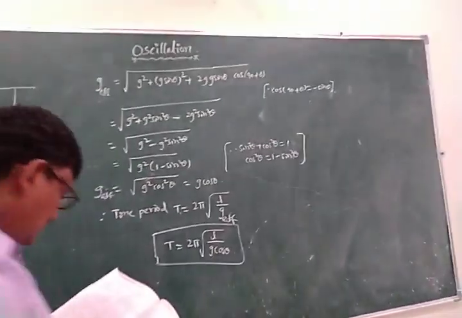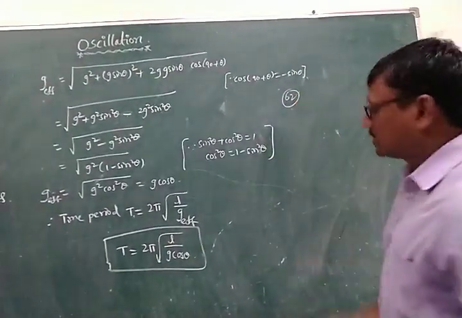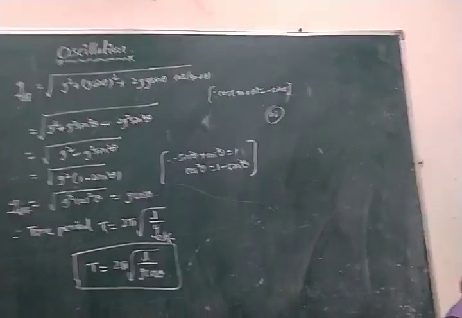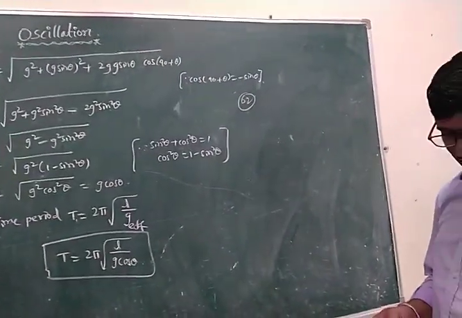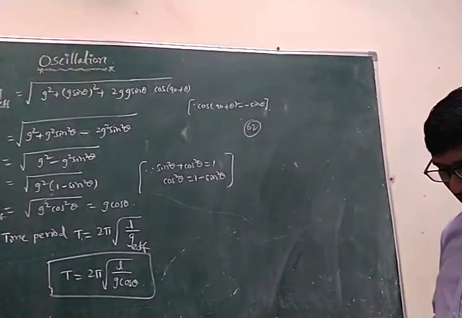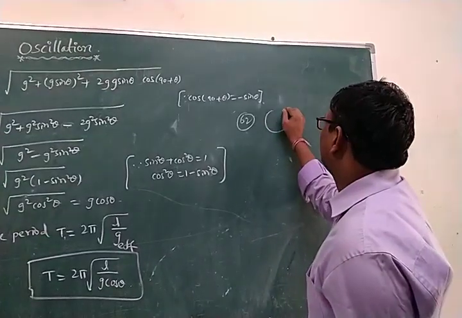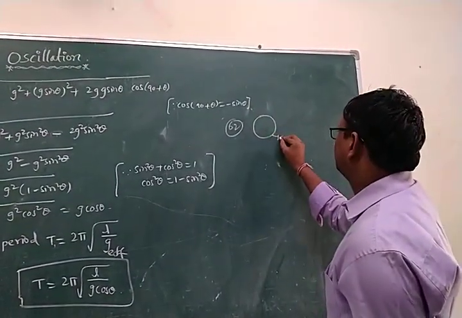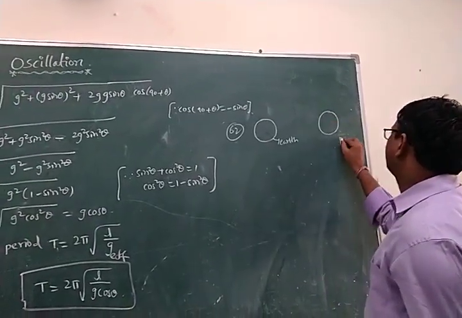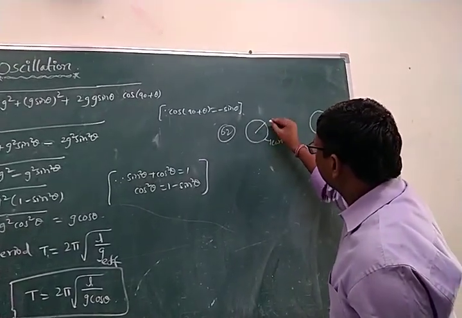Let's see question number 62. The mass and radius of a planet are double those of the Earth. The time period of a simple pendulum on the Earth is T. Find the time period on the planet. Now here, this is the Earth and this is the planet. Its radius is R.